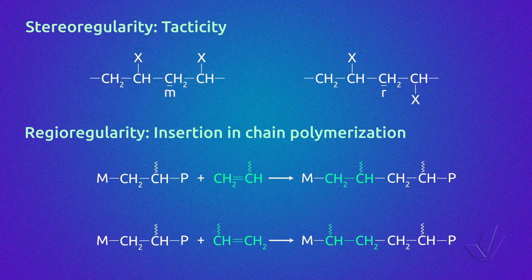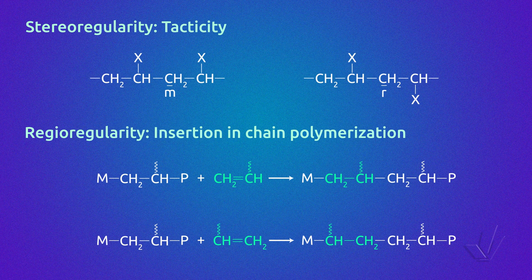The other situation is to have all the X substituents alternated along the zigzag polymer chain, or having the asymmetric carbon always with opposite configuration. In this case, we have the syndiotactic sequences, R or racemic.